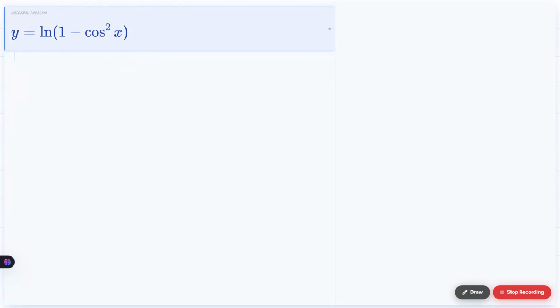We look at our starting problem, y equals natural log of 1 minus cosine squared x. We do this to see what we need to solve. This is our original equation.